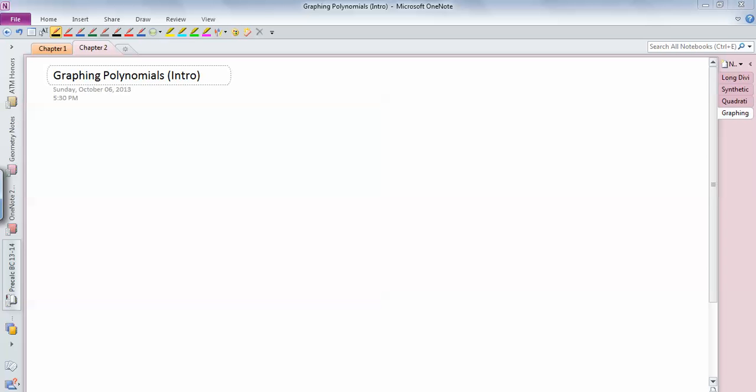Okay, I want to review how to graph polynomials. I think you have probably done this quite a bit in Algebra 2, but we're going to use it to launch ourselves into graphing ratios of polynomials later. So that's why I want to review it.